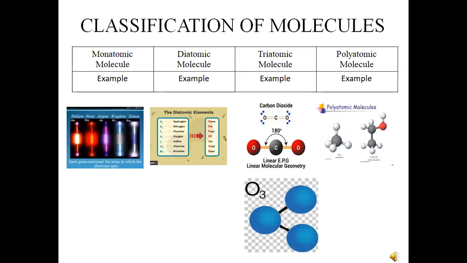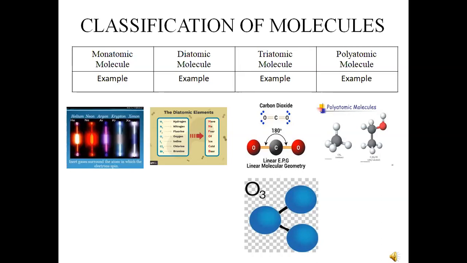An example of a monoatomic molecule is the inert gases. Inert gases are helium, neon, argon, krypton and xenon. These are inert gases and examples of monoatomic molecules. Monoatomic molecules, that is inert gases, have only one atom.